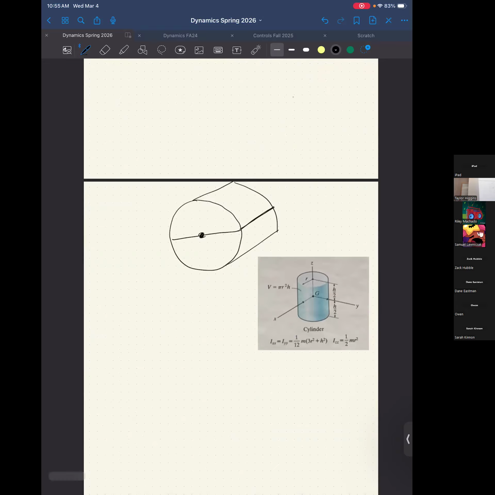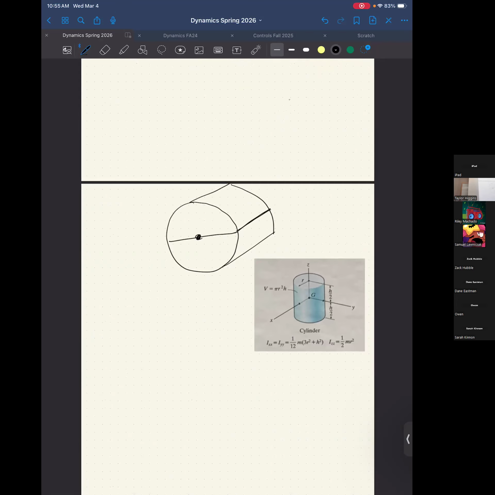Okay, all right, back to this. So let's say this is point G for the cylinder, and maybe this is, sorry, the semi-cylinder. I need to be more careful. This is point G for the semi-cylinder, and this is the G for the whole cylinder. And we want to know what is the mass moment of inertia about the axis that goes through G of the semi-cylinder.